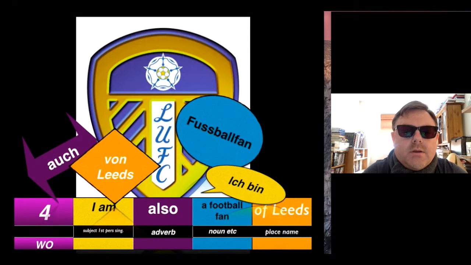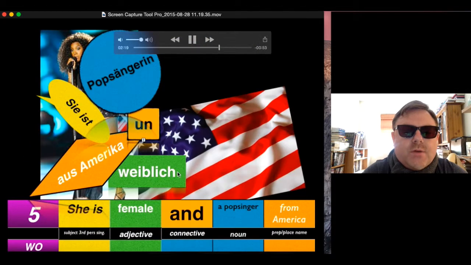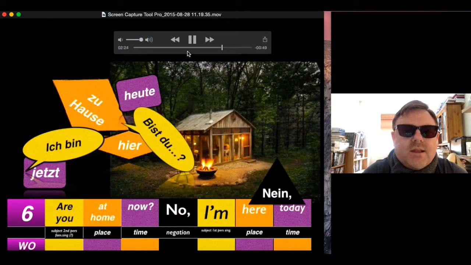So the idea is to have these shuffled up so that they're not just blindly staring at it. They've got to think just a little bit. So have a good look at that one there. Notice that if the function is the same, I tend to stick the same colour. So here, ich bin or bist du, same colour.